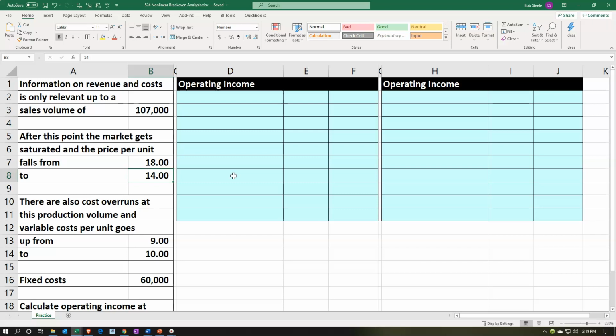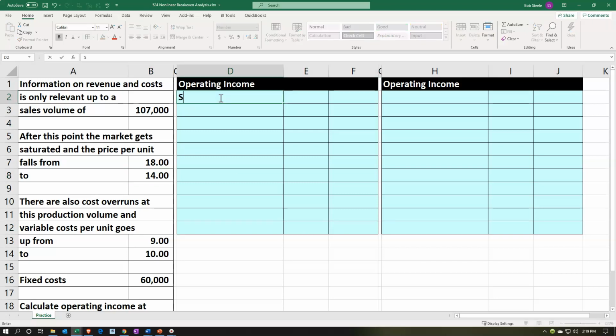So let's take a look at what that would look like. We're going to do our operating income calculation using, in essence, a contribution margin type of calculation rather than a normal income statement. Rather than sales minus cost of goods sold, we're going to have sales minus the variable cost to give us the contribution margin, and then we'll subtract out the fixed cost to give us the operating income. So we'll start off with the sales. Sales is going to be the units sold multiplied by the unit sales price. That's going to give us our sales.